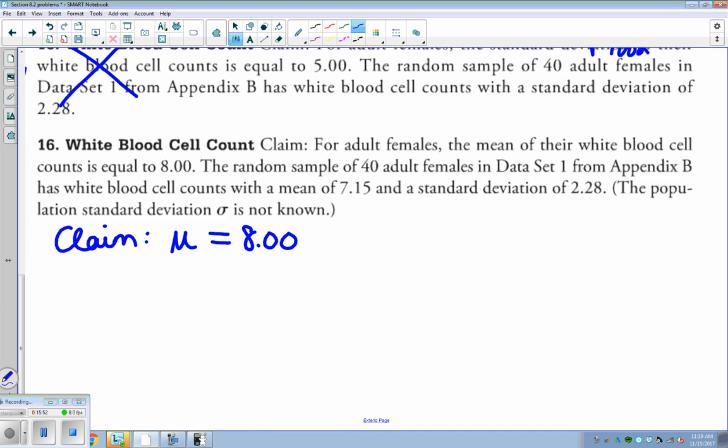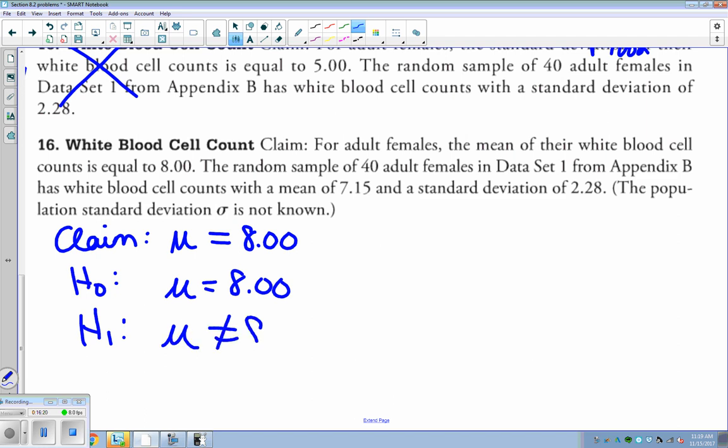Everybody cool? Okay, so I know the claim. I can write my null hypothesis. We know it has to be equal. We don't have a choice. And writing my alternative hypothesis. What am I going to write? Not equal to, because there was no inequality sign here. It was just plain equals. This has to say mu is not equal to 8.00. And that makes sense because I'm not saying that it's less than or greater than or more than or at least. I'm saying it's equal to it. Okay?